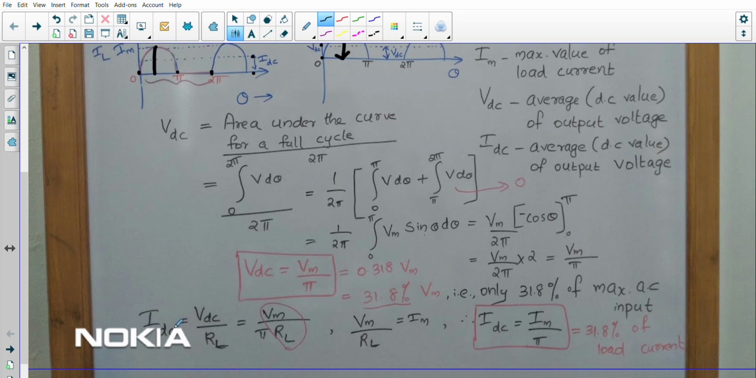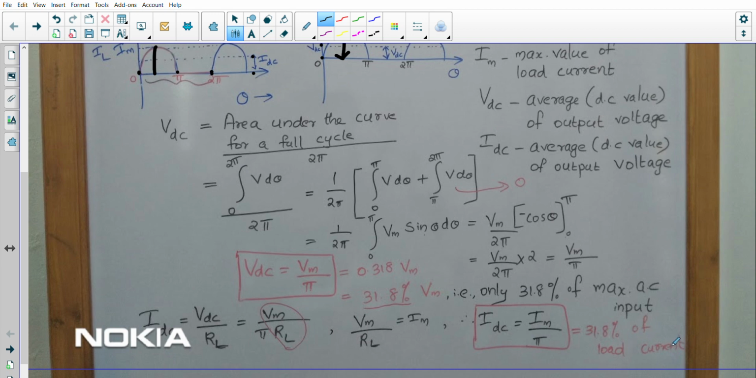Similarly, we can find the IDC value. I is equal to V by R. So IDC is equal to VDC by RL because it is the output value. So we take the load resistance and the output voltage, VDC by RL. VDC is Vm by pi, so IDC is Vm by pi into RL. But Vm by RL is the peak current or maximum current Im. So substituting here we get IDC is equal to Im by pi, that is 31.8% of the peak load current.